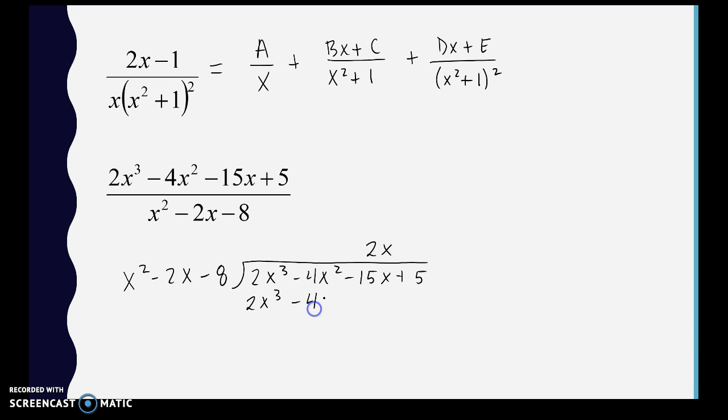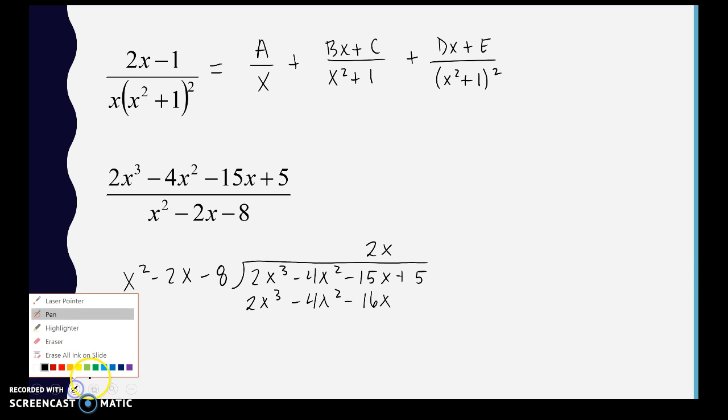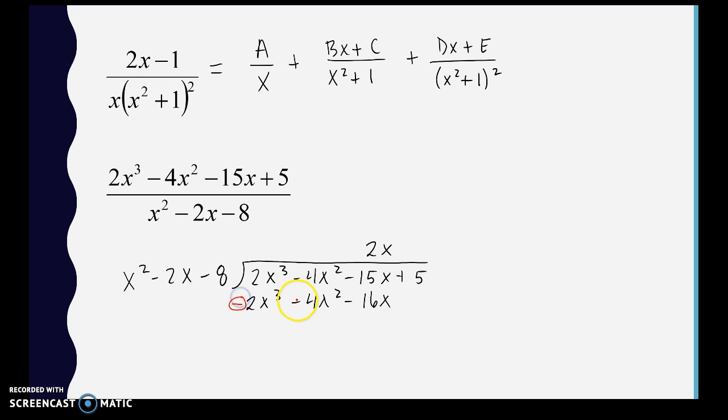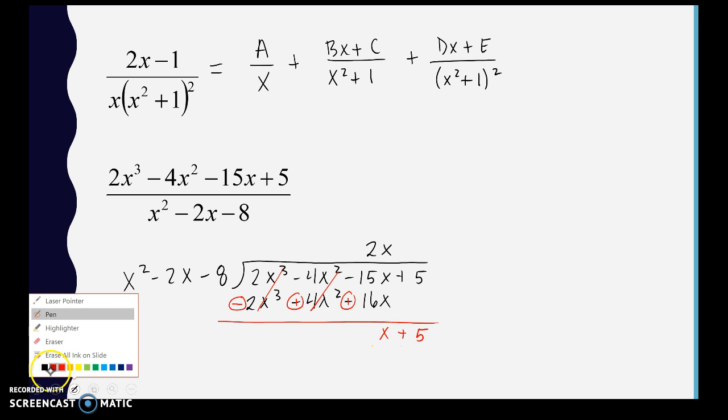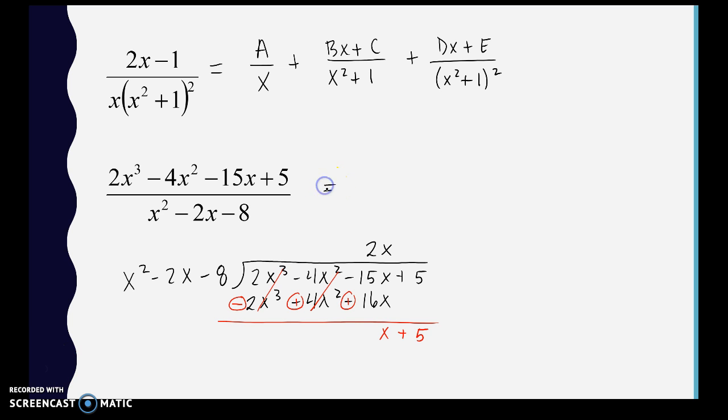I multiply all of these. Then I subtract each term. Conveniently, the x squareds cancel as well, and I'm left with x plus 5. Okay, so this can't go any further. So this would be equal to 2x plus x plus 5 over my divisor. Now we can complete the steps to decompose this term.